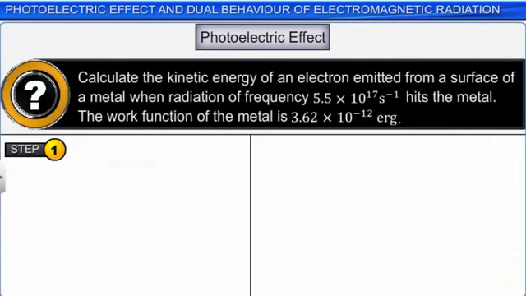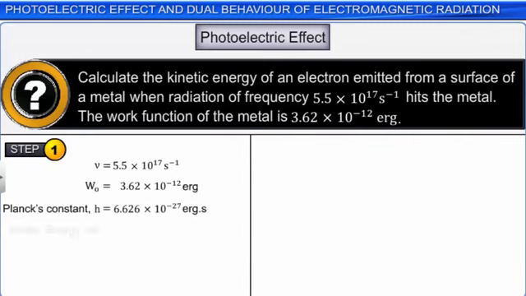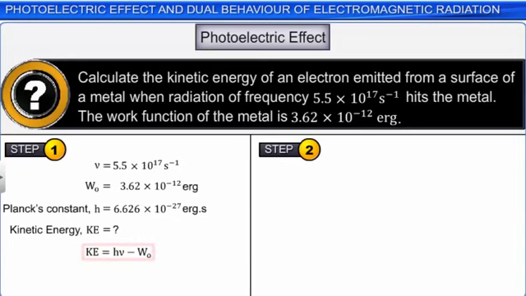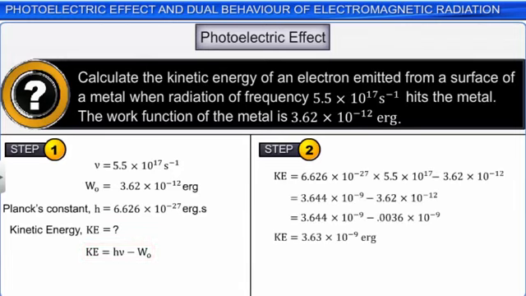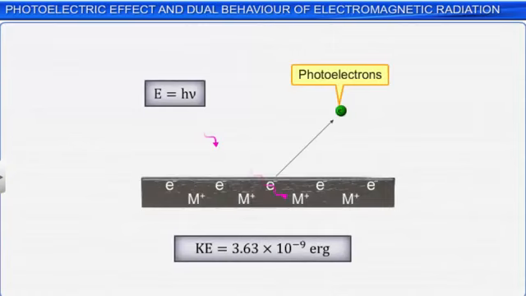The first step involves writing the given data as shown and then writing the appropriate equation to calculate the given problem. In the second step, let us substitute the values of h nu and w naught in the equation. On solving, we get the final answer as 3.63 multiplied by 10 raised to the power of minus 9 ergs. Hence, the electron will be emitted with a kinetic energy of 3.63 multiplied by 10 raised to the power of minus 9 ergs.